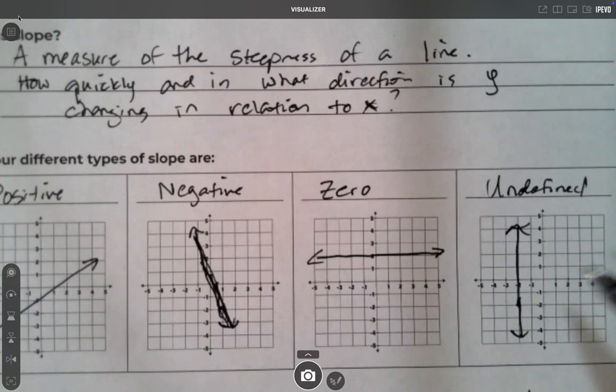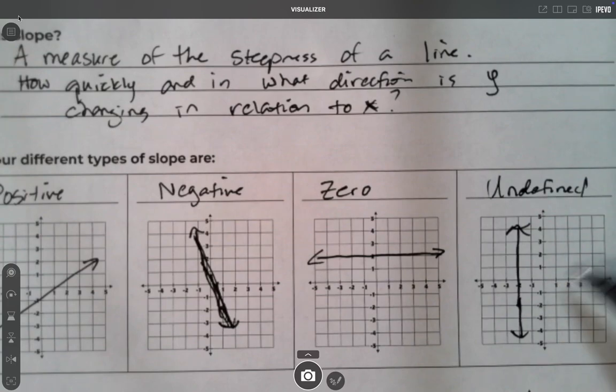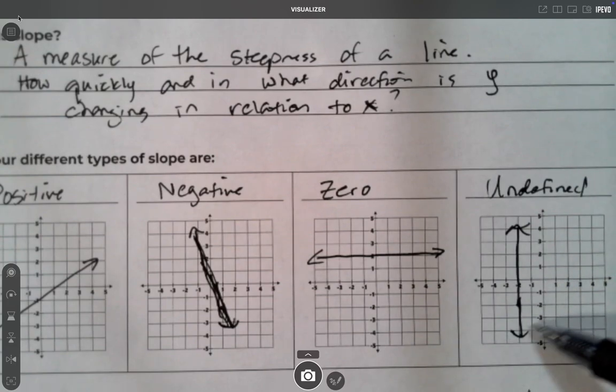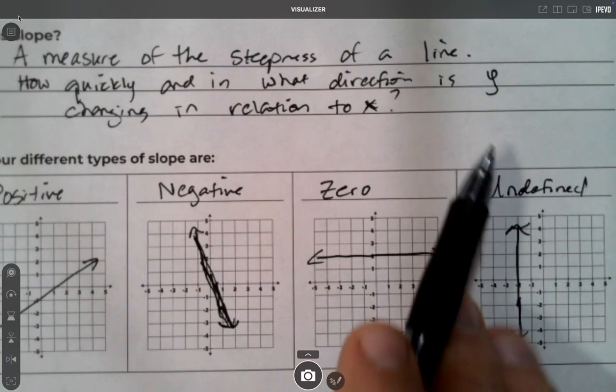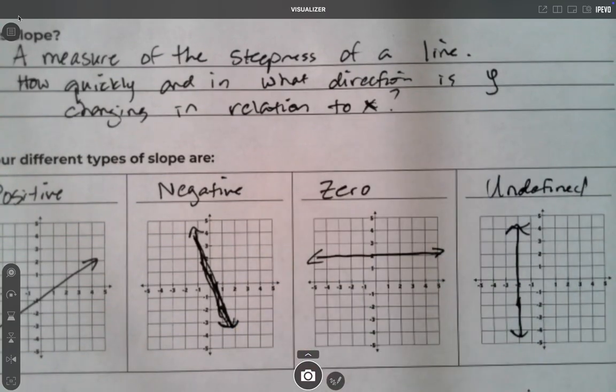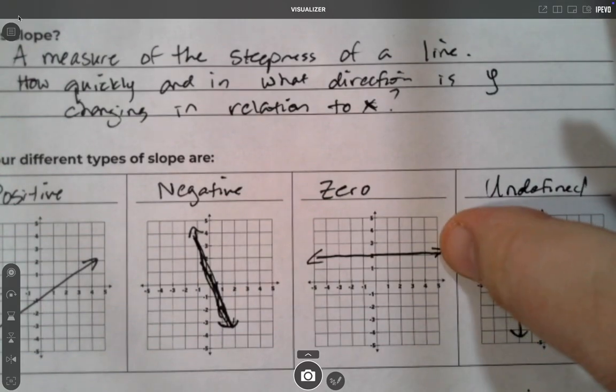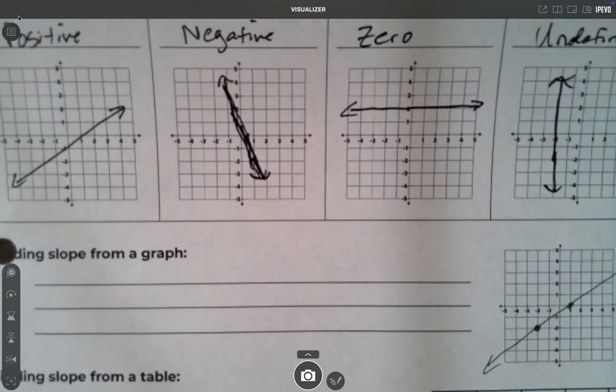However, this one's called undefined because y is constantly changing, but it's doing it all on the same x value. And it doesn't matter whether it's a vertical line at -2, at +3, at 0, any vertical line that's going to be true. The y's are changing all over the place. Every point on here has a different y value, but they all have the same x value. So it's changing essentially infinitely in relation to x, because x isn't changing.